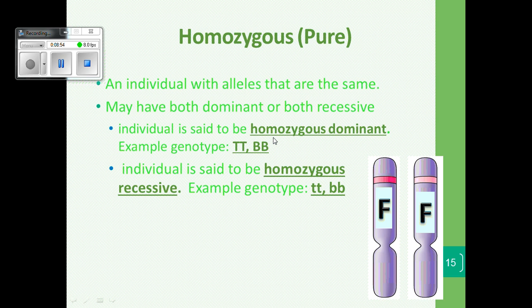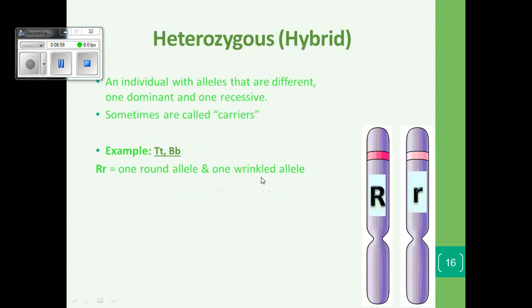Okay, homozygous dominant means that you have two capital letters. Homozygous recessive means you have two lowercase letters. Heterozygous is often referred to as a hybrid, and that's when both of the letters are different, right? Hetero meaning different. So sometimes we call these carriers as well.